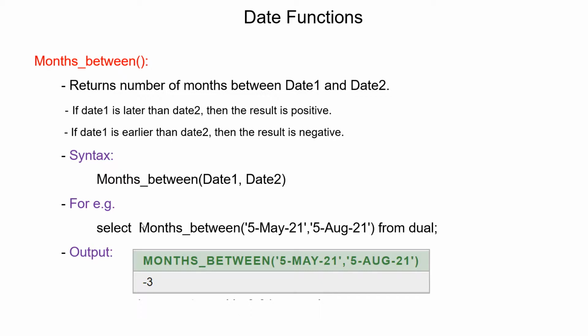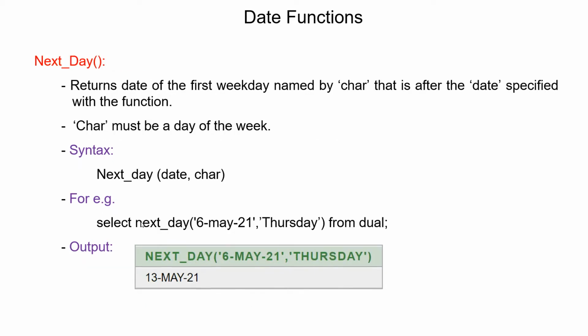The syntax is months_between(date1, date2). For example, select months_between('5-May-21', '5-Aug-21'). Now see, date 1 is May. So May is earlier than August, so the result is -3. And there are 3 months difference between May and August. So it is giving the output as minus, or negative.